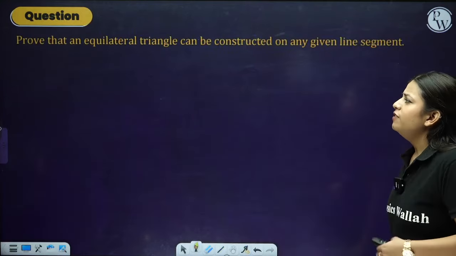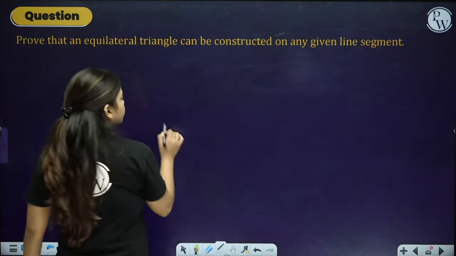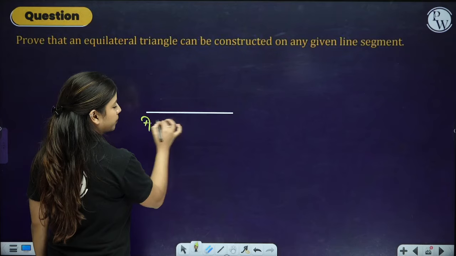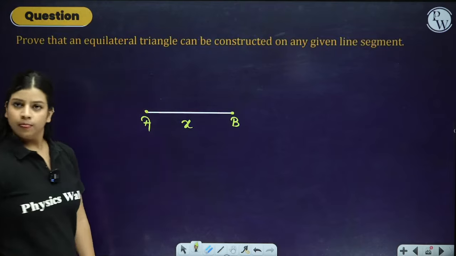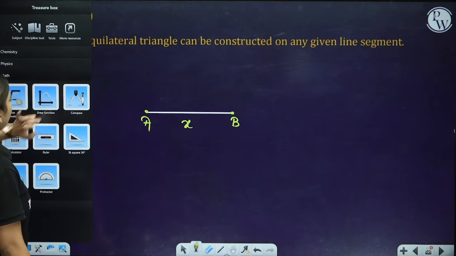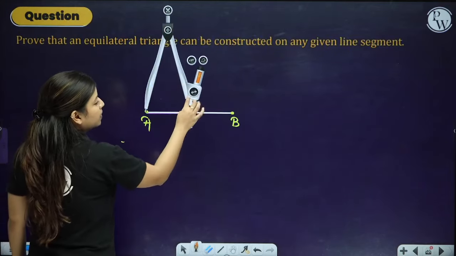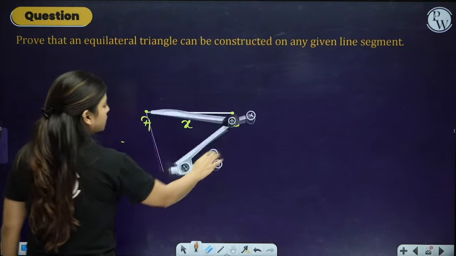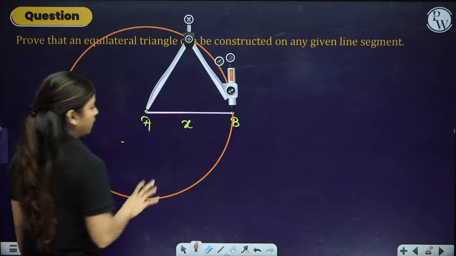Next question: prove that an equilateral triangle can be constructed on any given line segment. How to do this? First of all, let's make a line segment AB, and let's say that this AB is equal to X, any measurement. Now what do we need? We need a compass. Once we get the compass, we open it up to whatever length is given to us, and we draw a circle like this.